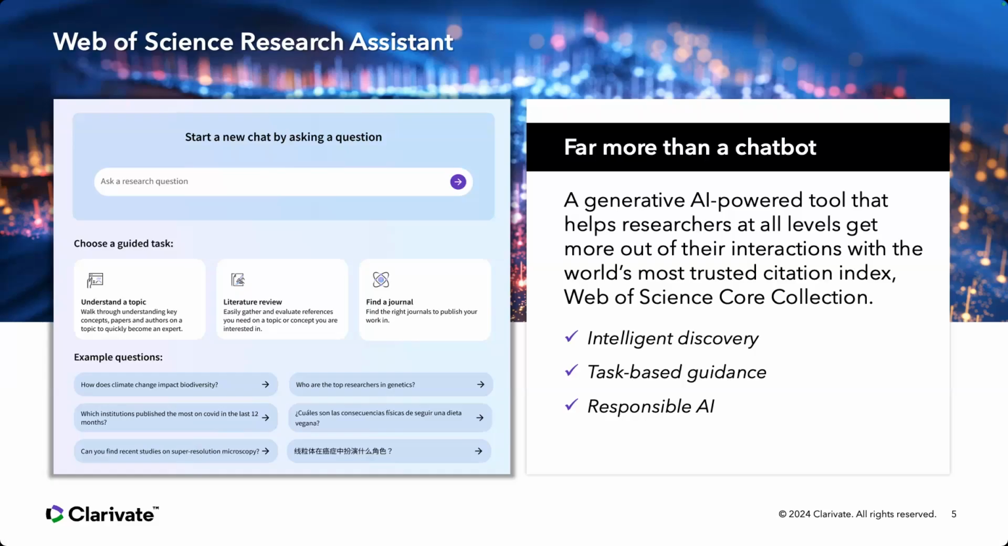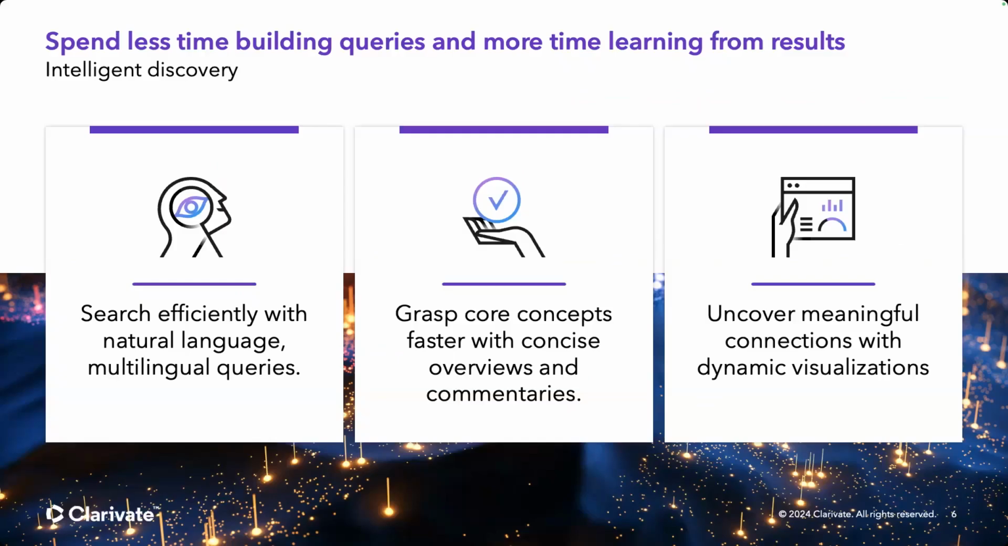So it helps them to not only find content more easily through new ways of interacting and asking and querying the Web of Science, but it will also provide you step-by-step guidance in how you can actually get there. And underpinning all of this is a responsible use of AI in line with the principles that I alluded to at the beginning of the presentation.